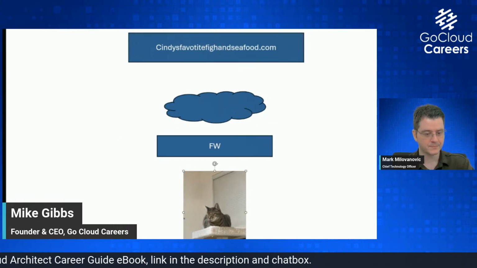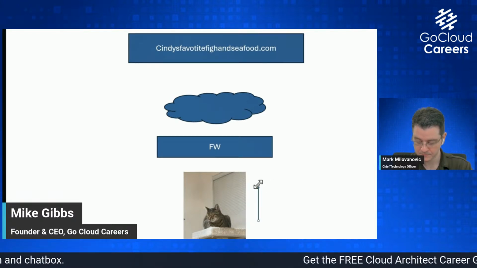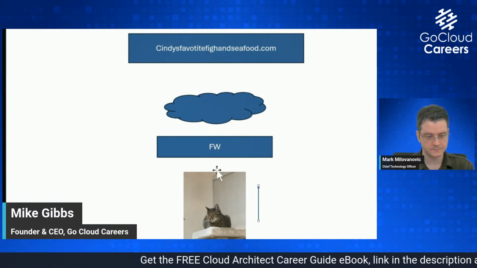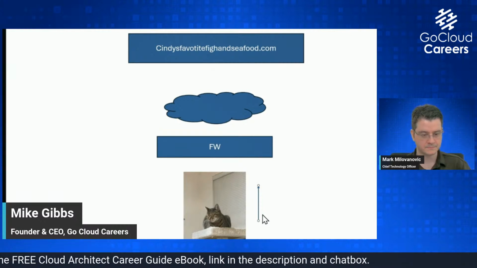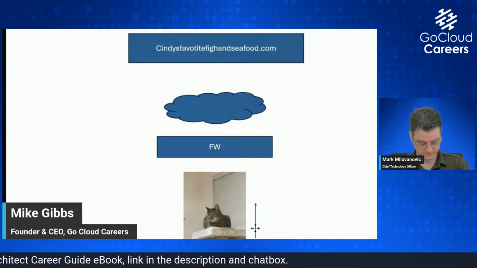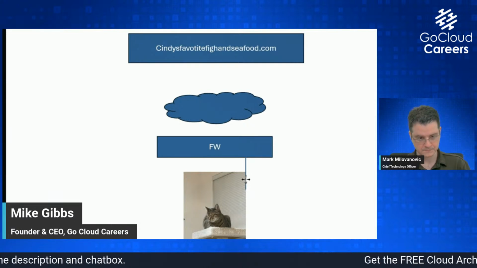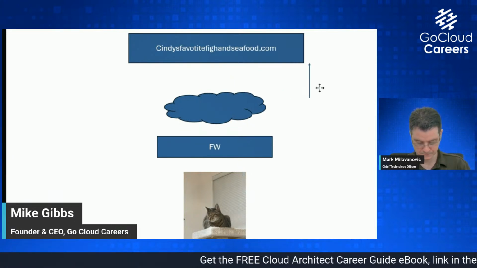So here's the way it would normally work. Cindy's sitting behind the firewall with her private IP address, and she's behind an enterprise-grade next-generation firewall. And believe me, I wouldn't let my cat sit behind something that isn't going to be really strong. And when Cindy goes to Cindy's favorite fish and seafood.com, she leaves her internal network. The firewall says Cindy is going to Cindy's favorite fish and seafood.com.